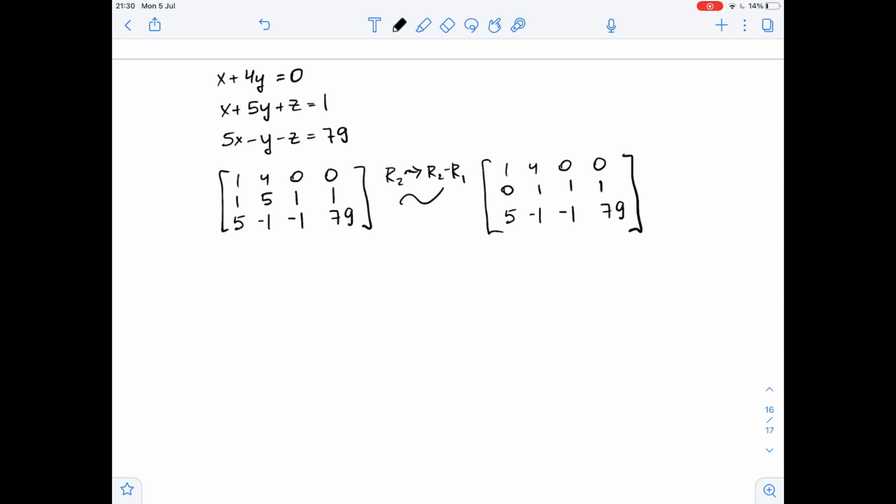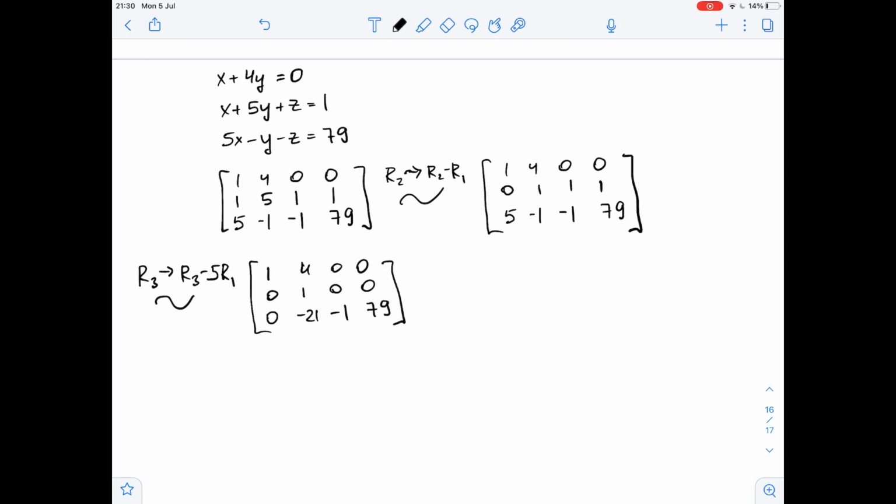Our next step is to multiply row 1 by 5 and to subtract it from the third row. So row 3 becomes row 3 minus 5 times row 1. And our matrix is 1, 4, 0, 0, 0, 1, 1, 1. And here we have 0, -21, -1, 79.